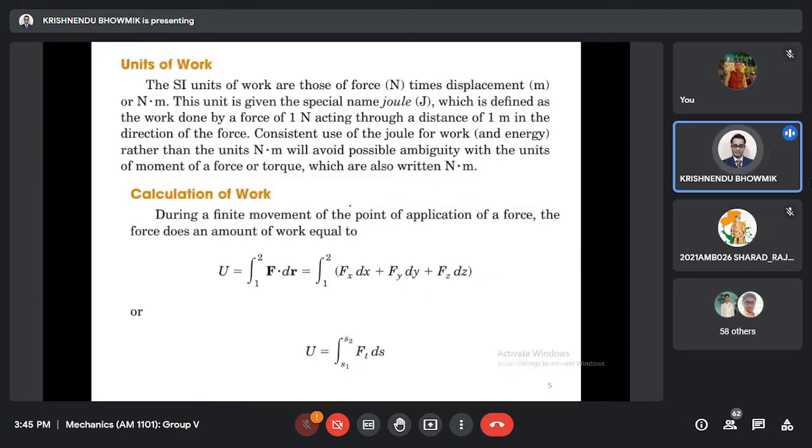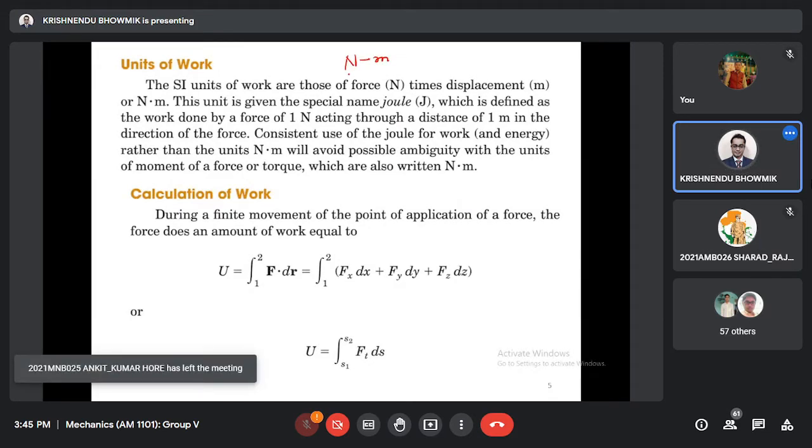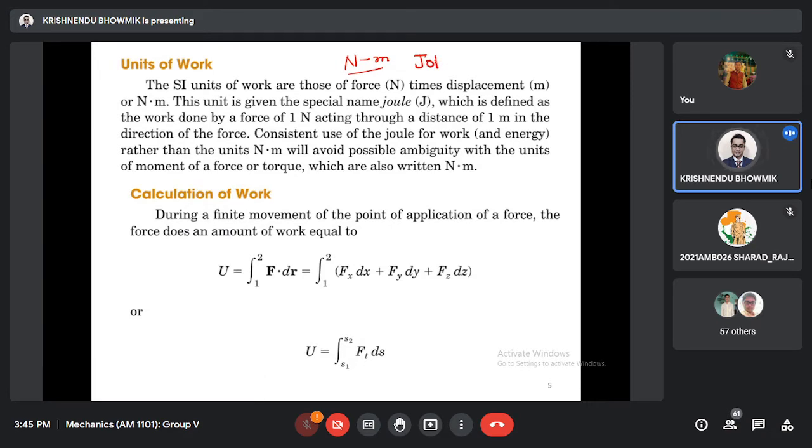Now, the unit generally, as this is Newton multiplied by, say, meter, we write in joule. Why? This is our usual practice, to write in joule to differentiate from the moment, or bending moment, or twisting moment, or torque. There also we have seen that the unit was Newton meter. So here we will usually write in terms of joule to represent the work done.